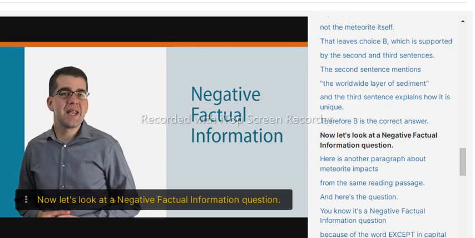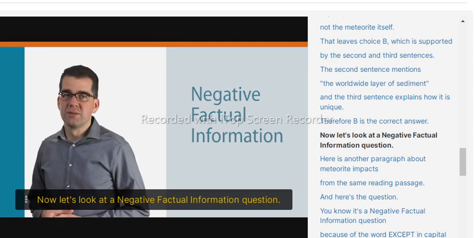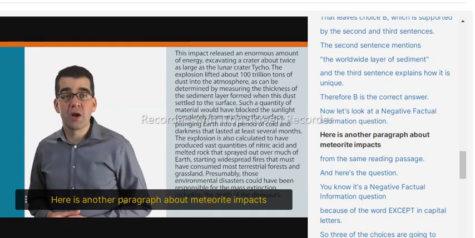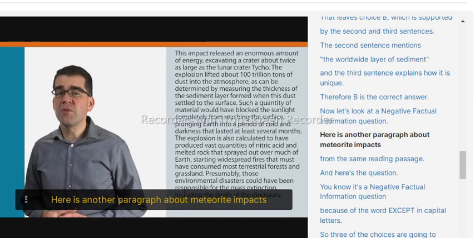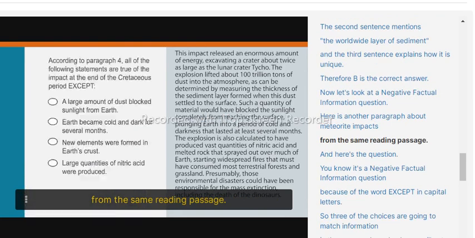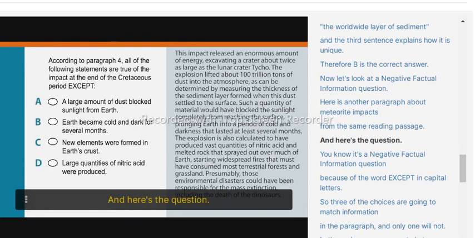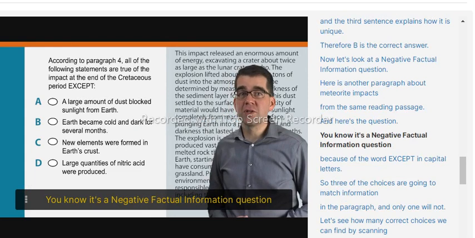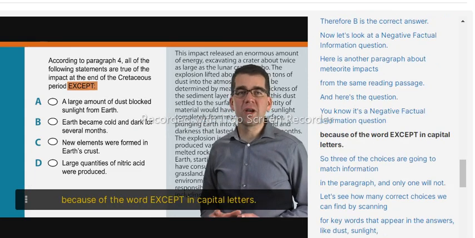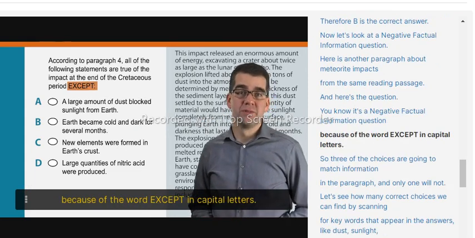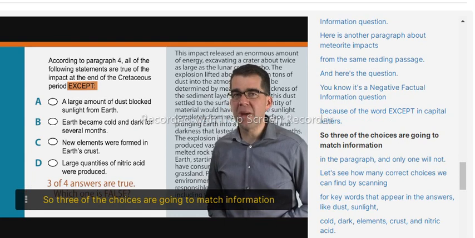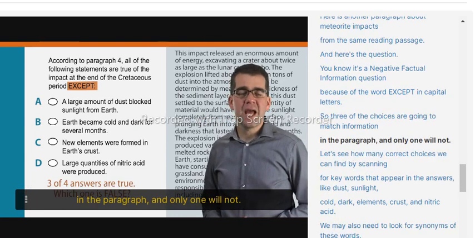Now let's look at a negative factual information question. Here is another paragraph about meteorite impacts from the same reading passage. And here's the question. You know it's a negative factual information question because of the word EXCEPT in capital letters. So 3 of the choices are going to match information in the paragraph, and only 1 will not.